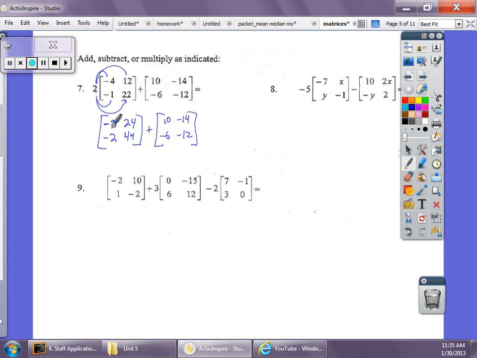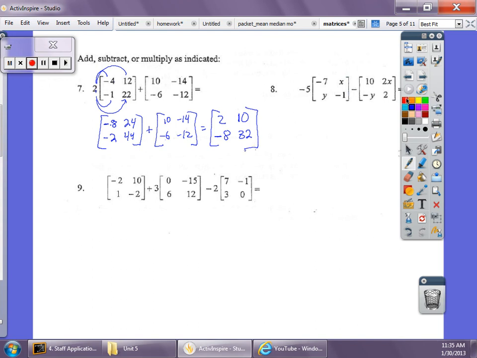So we do negative 8 plus 10, which is 2. Negative 2 plus negative 6 is negative 8. 24 plus negative 14 is 10. 44 plus negative 12 is 32. So we're doing our distributive or scalar multiplication first, and then we either add or subtract them.